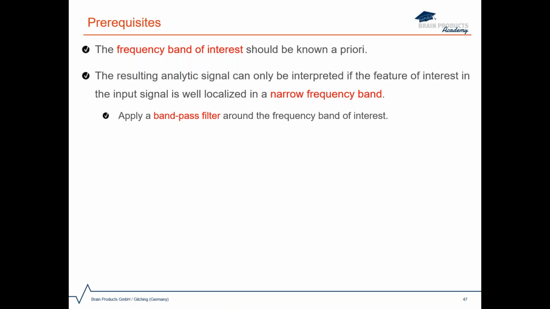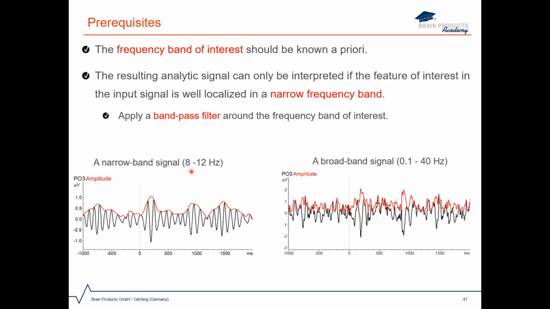To show the importance of this narrowband property in applying Hilbert transform, let's take a look at the figures below. The left figure shows the result of applying Hilbert transform to a narrowband signal. As expected, the calculated amplitude envelope is very well visualized as a smooth curve outlining the local maxima of the signal. While in the case of a broadband signal, although the resulting amplitude envelope is visualizable, it is difficult to interpret. Therefore, Hilbert transform shouldn't be applied to a broadband signal.